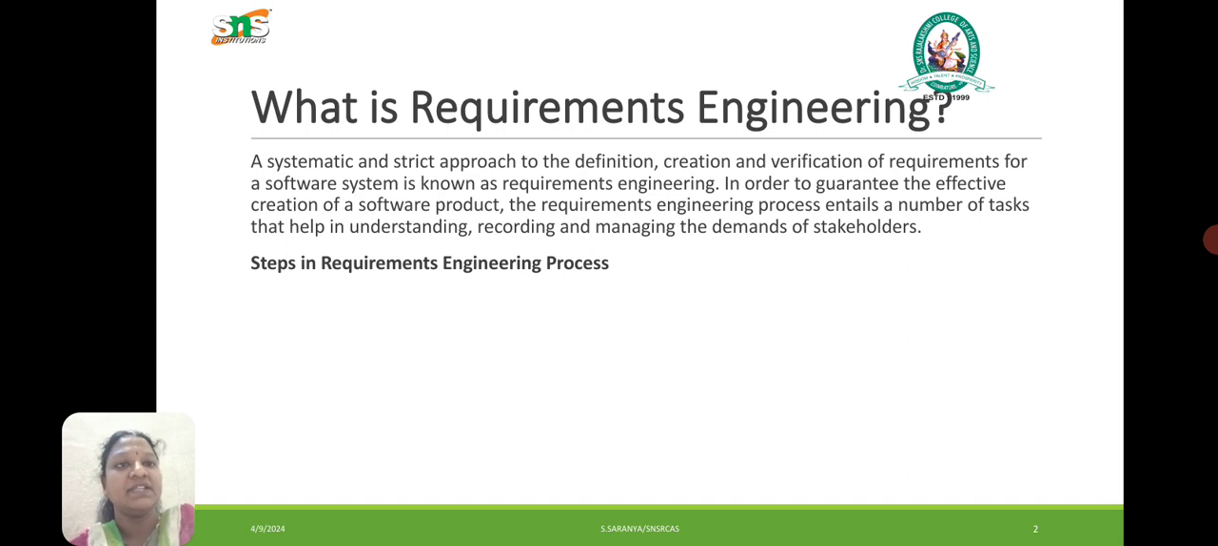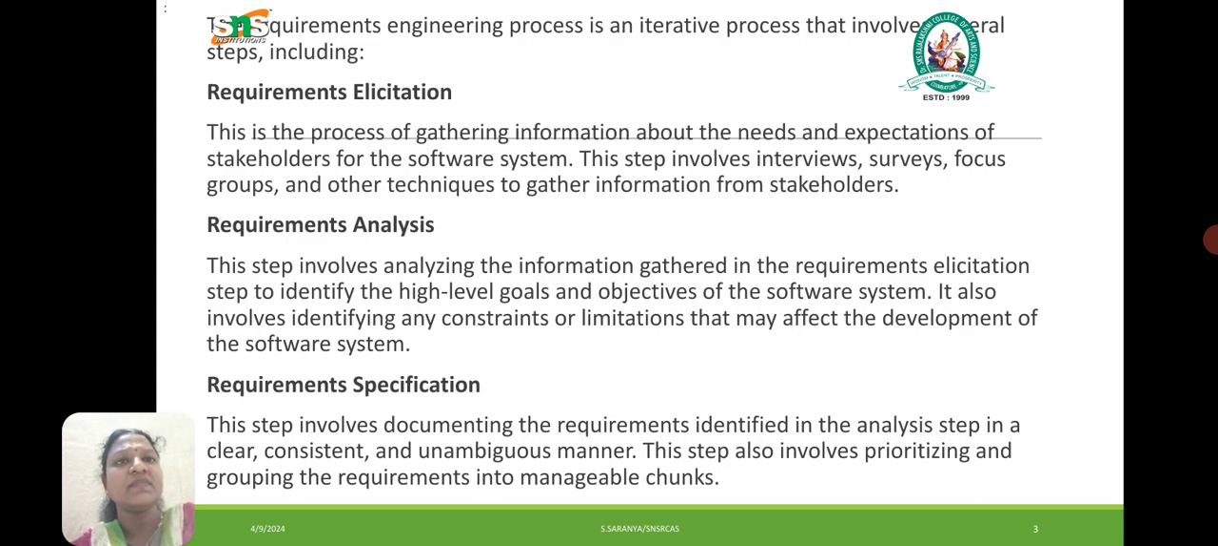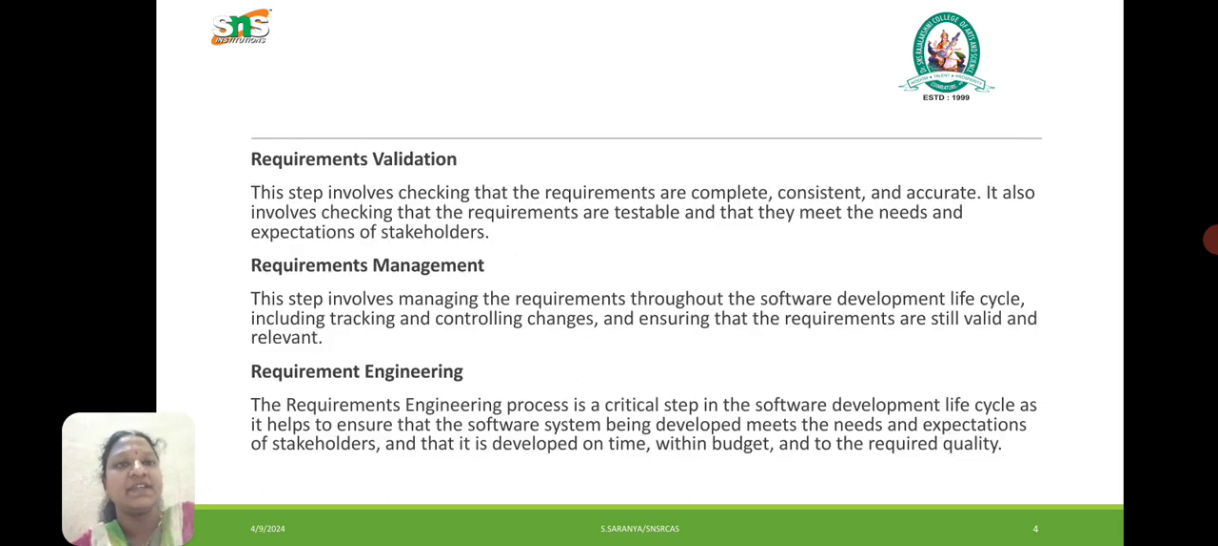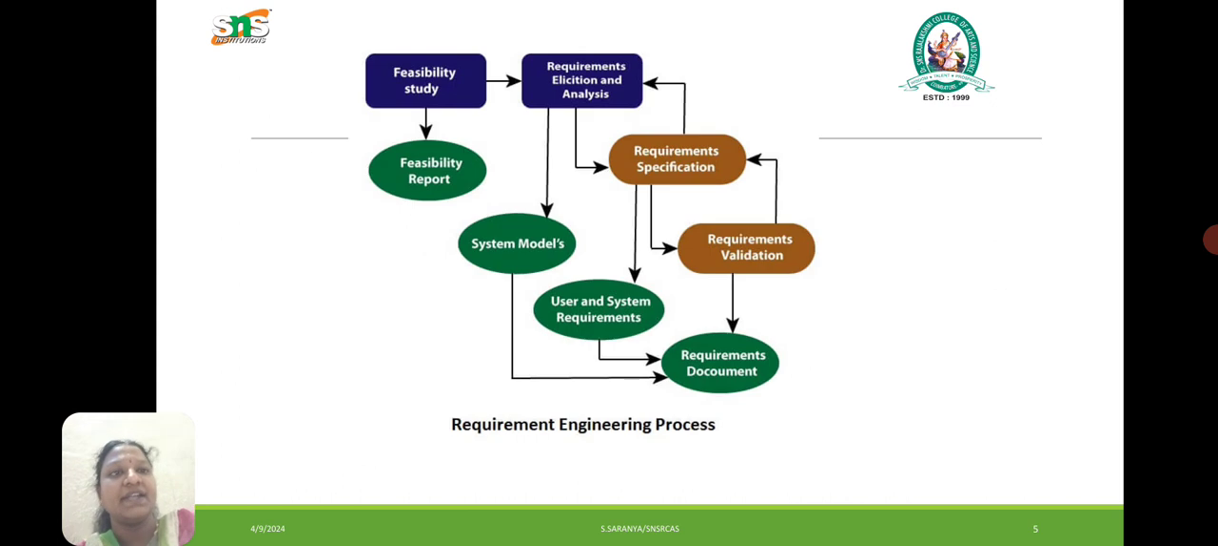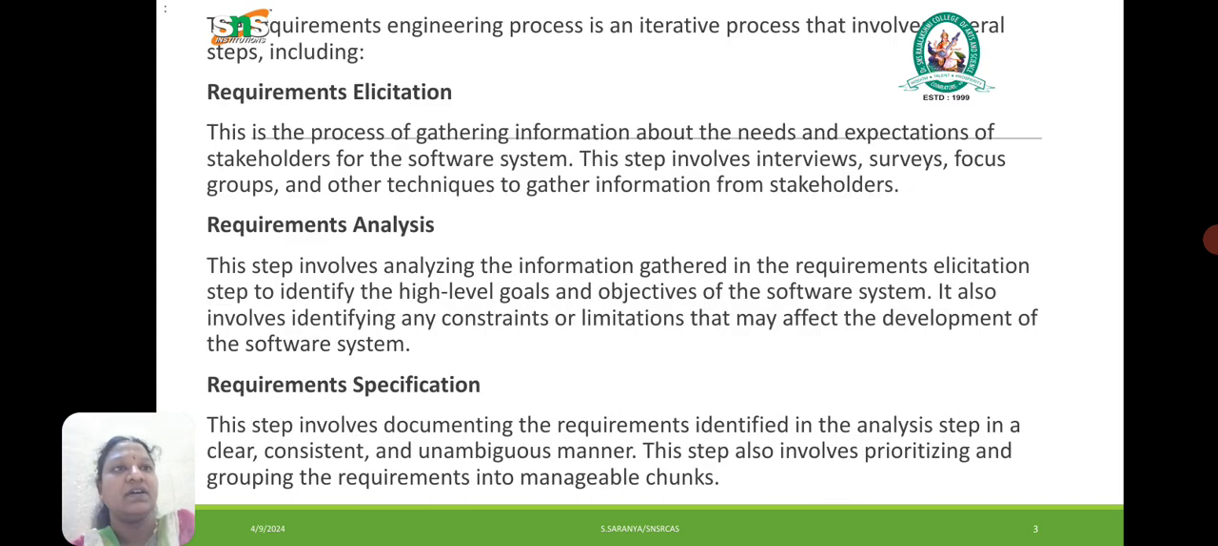Steps in requirement engineering process: requirement elicitation, requirement analysis, requirement specification, requirement validation, requirements management, and requirements engineering. These are the steps in requirement gathering. First is requirement elicitation. This is a process of gathering information about the needs and expectations of stakeholders for a software system. This step involves interviews, surveys, focus groups, and other techniques to gather information from the stakeholders.